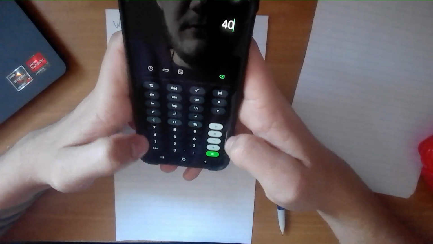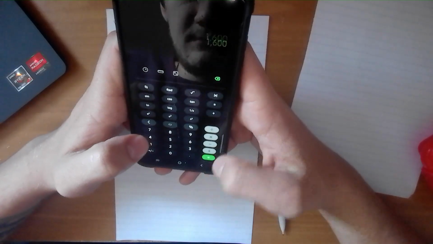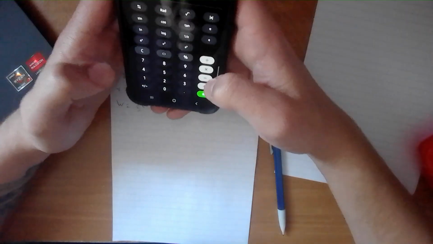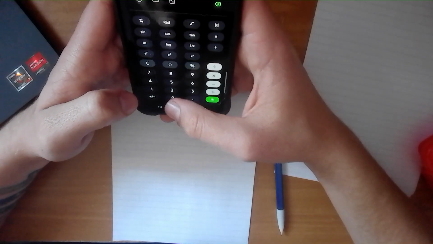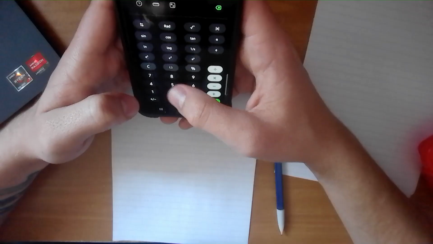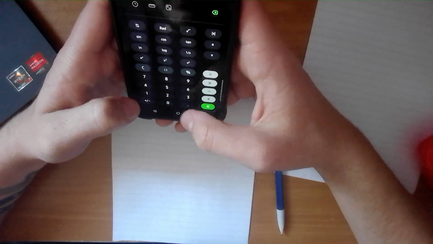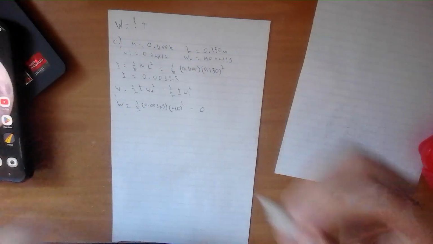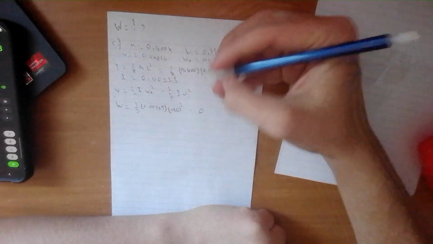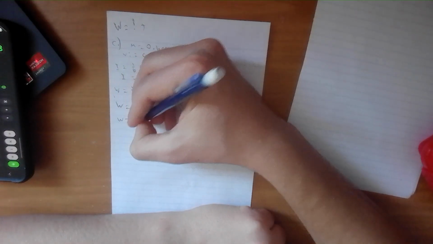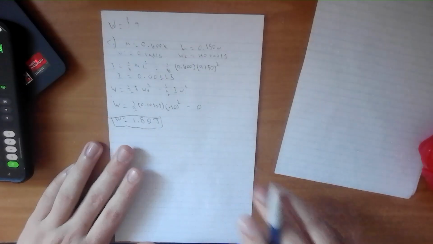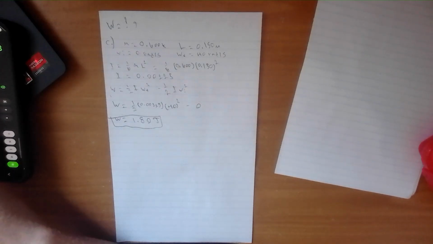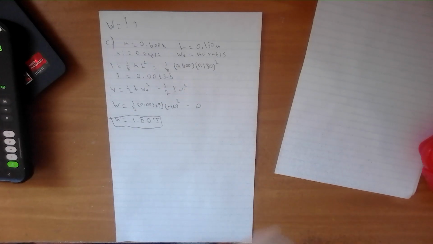So then we can just plug all that into a calculator. So we can do 40 squared. That's going to be 1,600 times 0.00225. That's going to be times 0.5. That's going to give us 1.80. There we go. So work equals 1.80 joules. That's it. That's all you got to do for C. Okay. Now we will move on to part D.